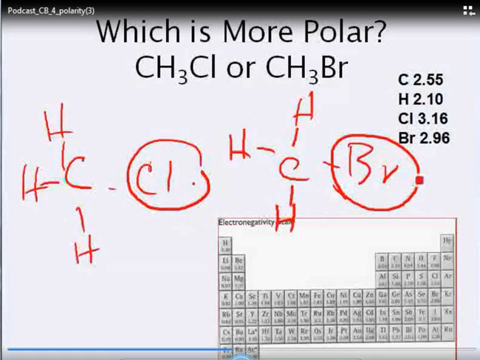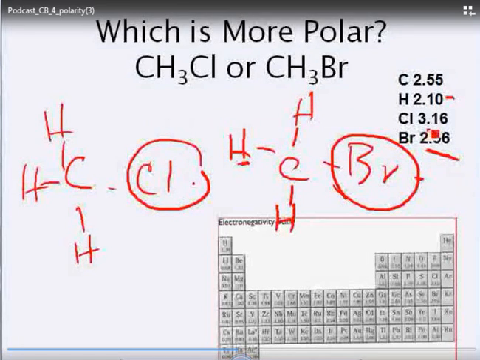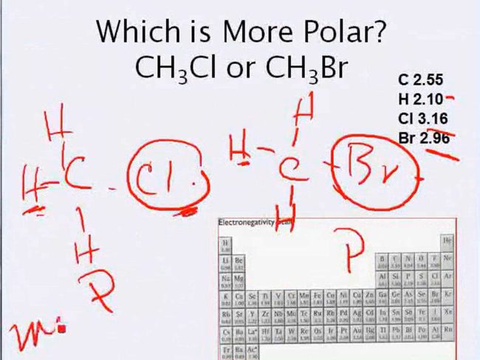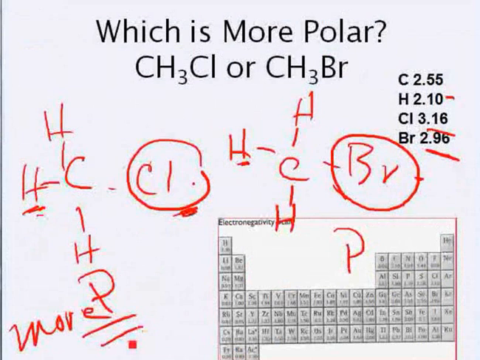So what I want to see is what's going to make it more negative, the bromine over here at 2.96 compared to the hydrogen at 2.1, or the chlorine at 3.16 compared to the hydrogen at 2.1. In both cases, the hydrogen sides are the same, and since the chlorine is greater, this will be more polar. They're both polar molecules, but this will be more polar, okay, because the chlorine is more electronegative.